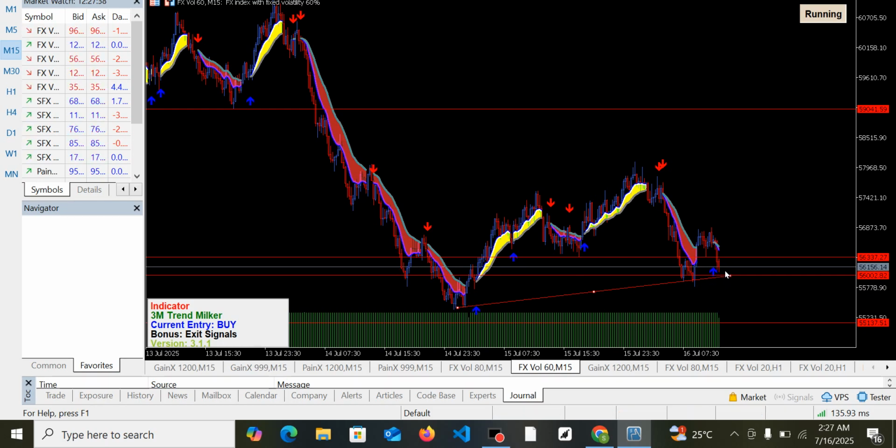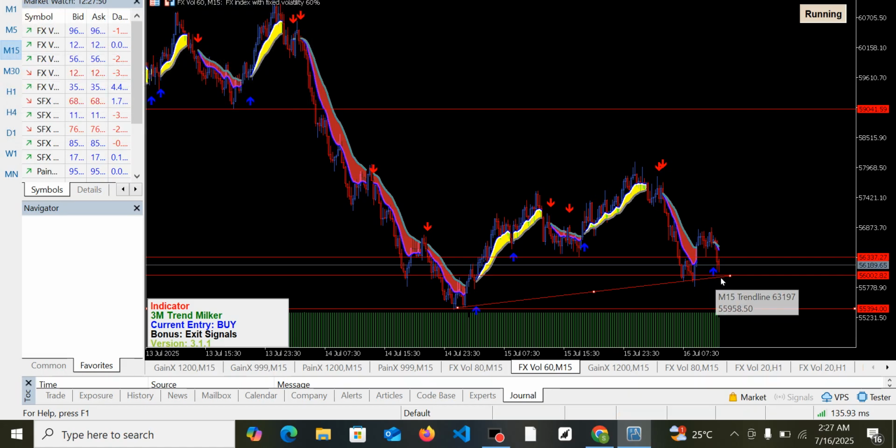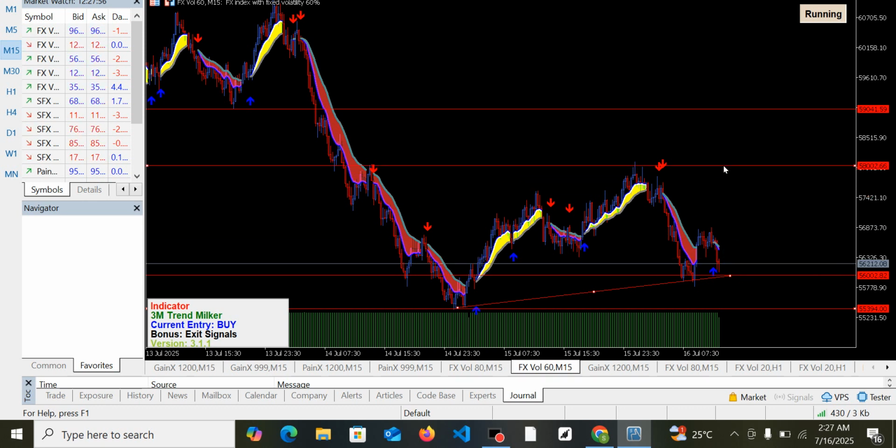If it gets there and it breaks out below it, definitely it's going to sell more and will likely get to this particular horizontal line. But if it does not break out below this, then it should go back up, and this time around we expect it to get to this particular spot. So it's going to buy at that particular point.